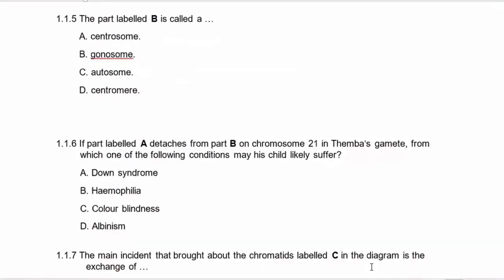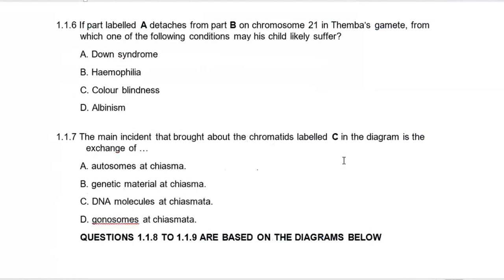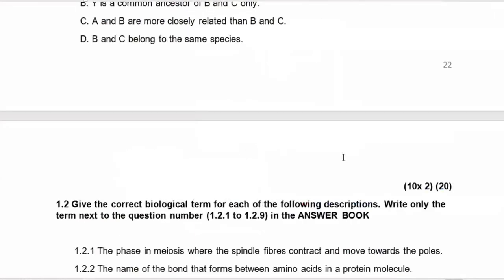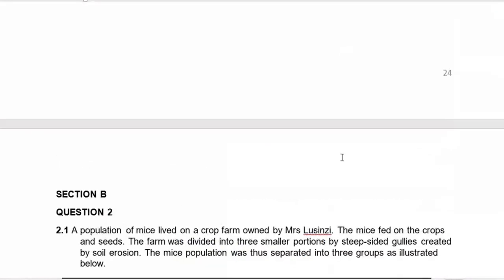We know now for question 1.1.5, B can't be the centromere, it has to be the spindle fiber. So we know that's a mistake. But if there's anything else for the other questions like 1.2 or 1.3, or even for what we just did now, then I'm going to continue if there are no other questions.